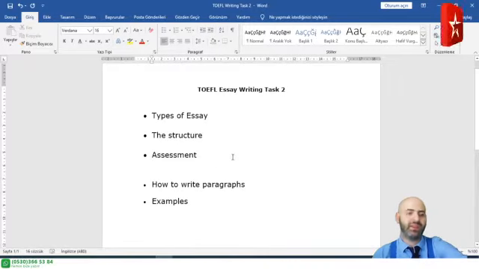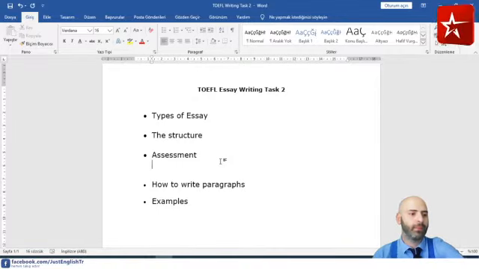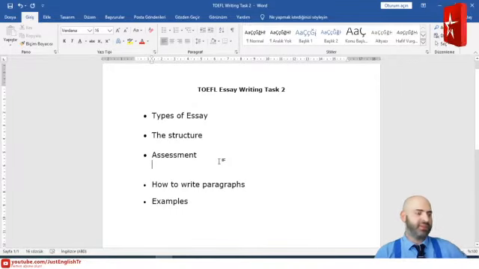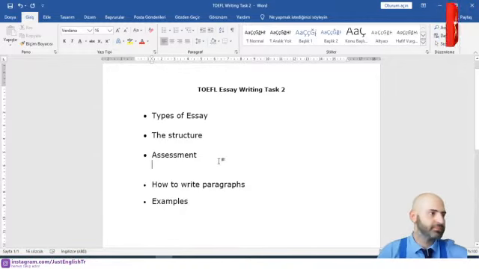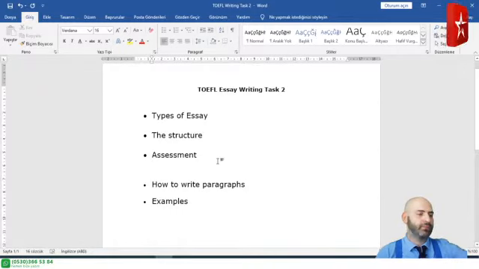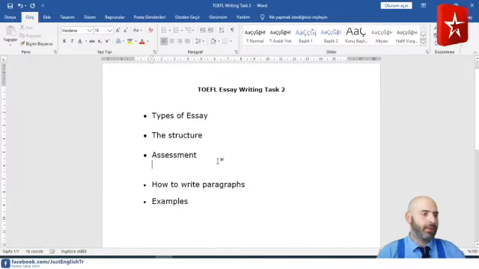Before I start explaining the types of essays, let me ask you, what's an essay? What do you think an essay is? Can anyone give me the definition of an essay? And how is an essay different from other types of writing?